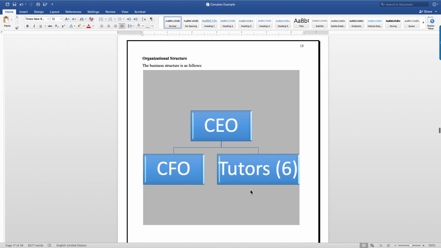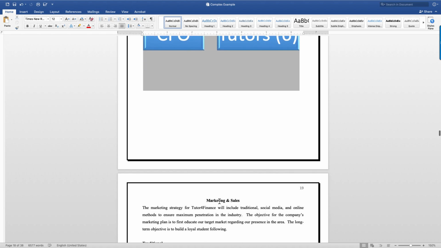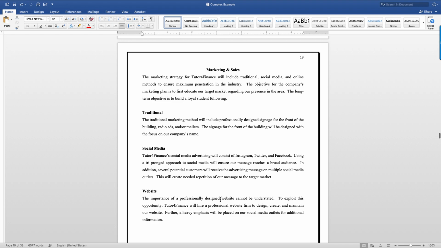From there is going to be the organizational structure, who's going to report to who. The tutors report to the CEO, the CFO reports to the CEO, but the tutors do not report to the CFO. And marketing and sales, and this right here is a template that I do adjust based on industry.